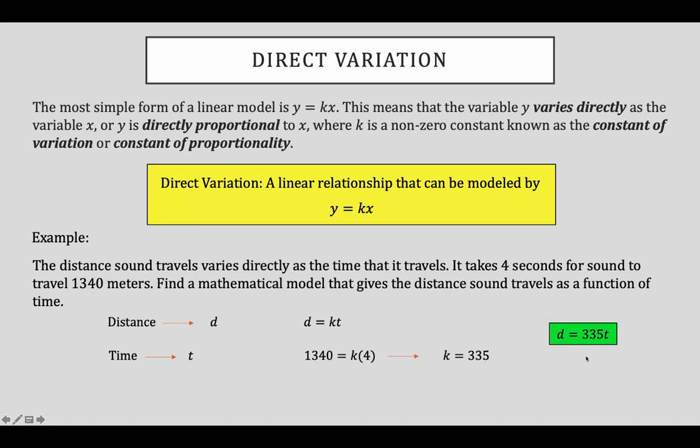Right? So determining this relationship gives us a lot of information. We can figure out different distances for different amounts of time. So that's what we're going to be doing a lot of in this chapter, is coming up with mathematical models.